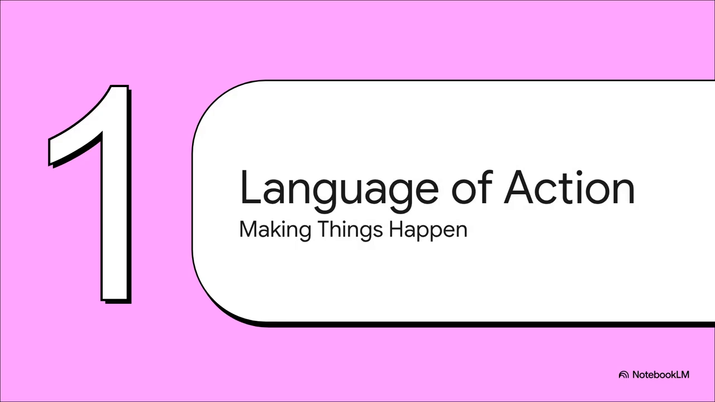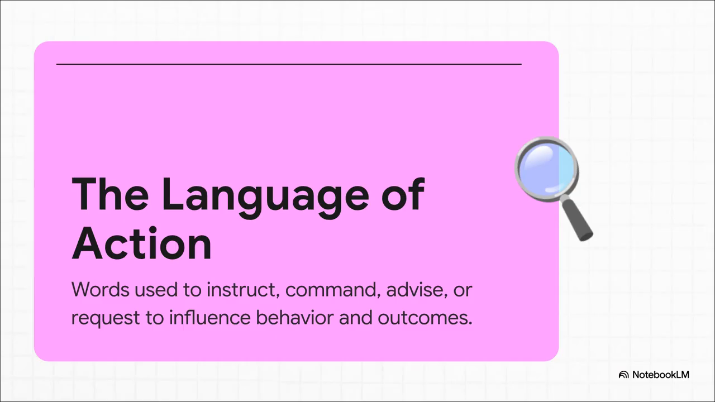So, our first building block is what we'll call the language of action. This is the language we use when we want to make things happen, to cause a direct change in the world around us. The key word here is purpose. When you're using the language of action, you're not just talking for the sake of talking. You're trying to get a result. You're trying to move someone from not doing something to doing it, or to change what they're already doing.